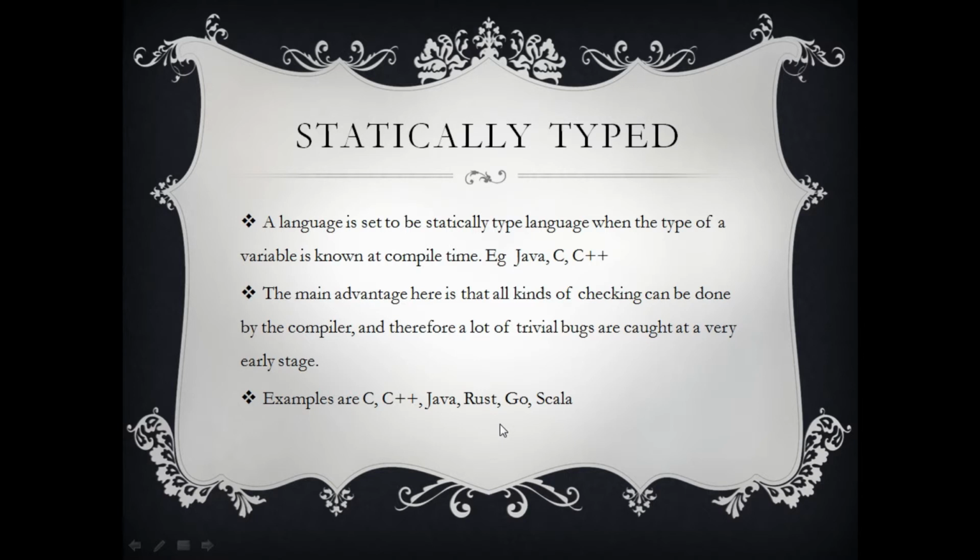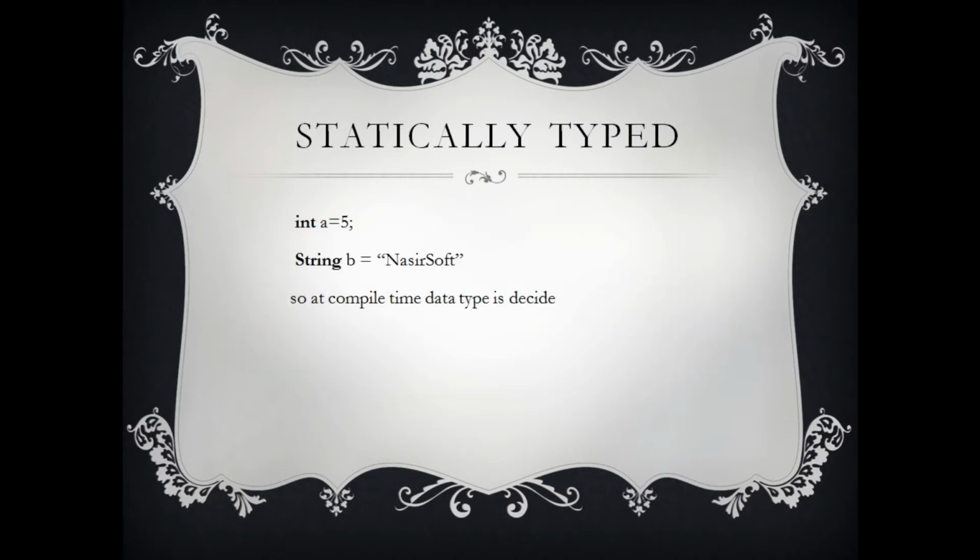If you look at an example, in Java or C++, we declare the data type of each variable. For example, we declare that a is an integer and it only accepts integer values, and if a variable is a string, then it will only accept string values. So at compile time, the data type is decided. That is a statically typed language.